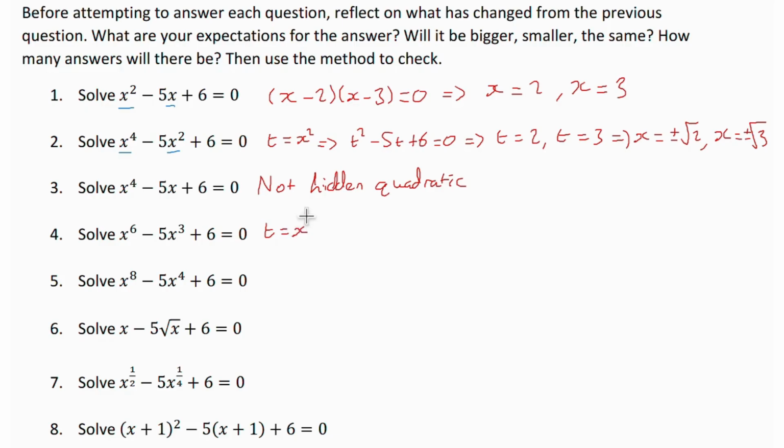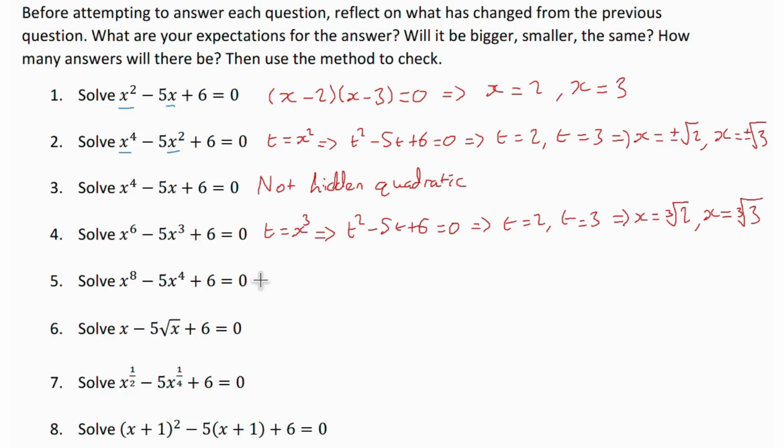Let's solve it now. We're going to say t is equal to x cubed, which means we get t squared minus 5t plus 6 is equal to 0. So t is equal to 2, t is equal to 3 again. From there, that means x cubed is equal to 2, so x is equal to the cube root of 2, or x is equal to the cube root of 3. And this time there are only two solutions, because when we cube root, we don't have the plus minus.